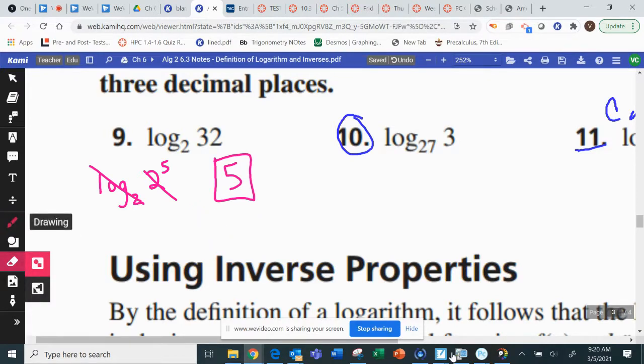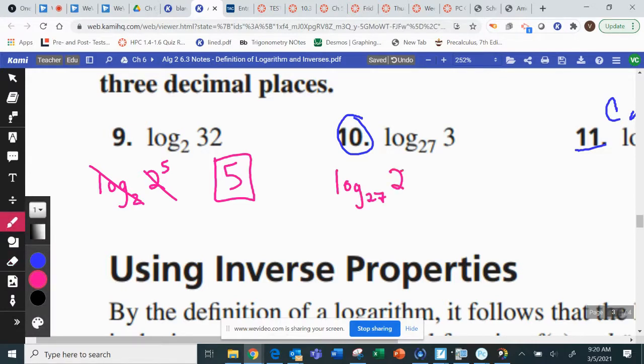Okay, and then this one is going to be the same way as number 9. We're going to say log base 27, then we have to make 27 big, and we have to put an exponent that makes it turn into 3. And since 27 is going down to a number, it's making it smaller, we're going to use a fractional exponent of 1/3. Okay, so the answer for this is 1/3.